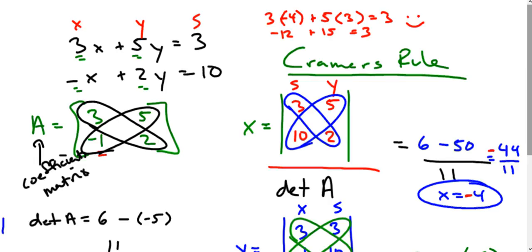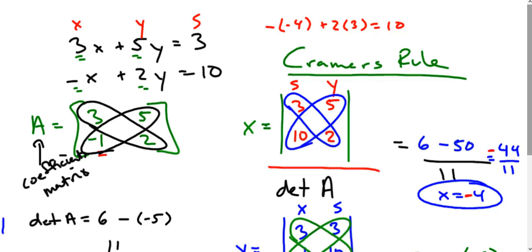Yay! Do the same thing for the bottom one. So I'm just going to erase this and do the bottom one as well. So we have negative times negative 4 plus 2 times 3 equals 10. 4 plus 6 would equal 10. Yay! There we go. Happy face. Yes, it works out. We did Cramer's Rule great, and that is our answer. So that's Cramer's Rule.